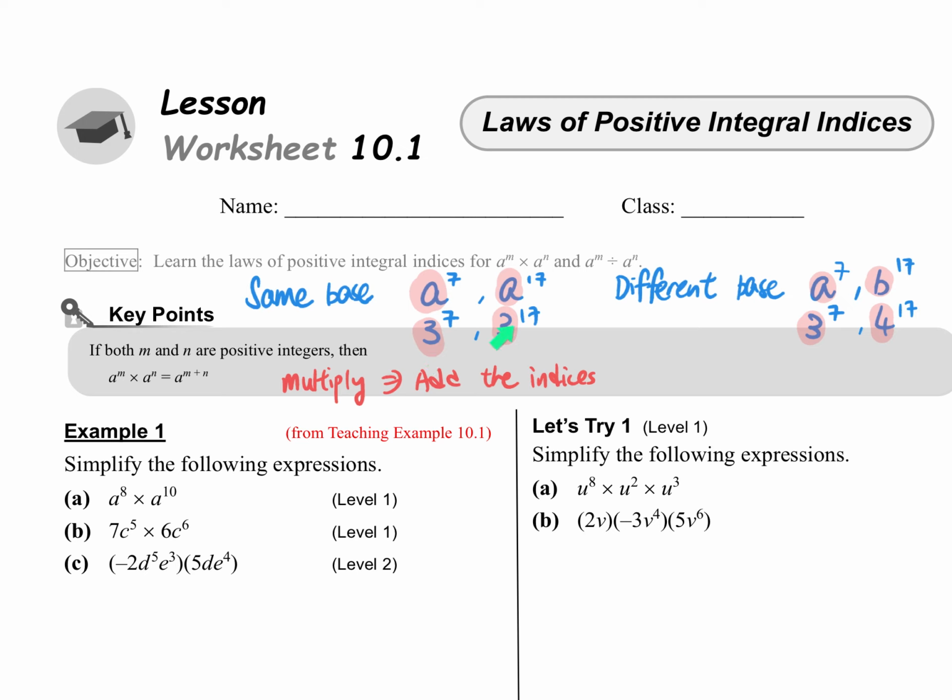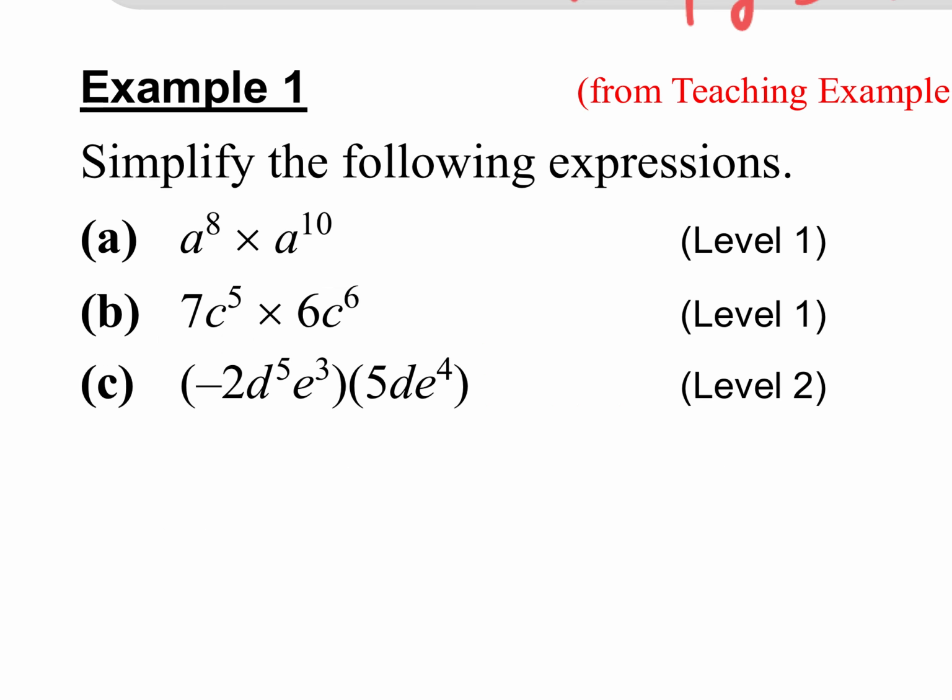And now the rule is like this. When numbers of the same base are being multiplied, we will add all the indices. This is the first rule. Example 1, Part A. First of all, the two numbers are of the same base A, and then we add the indices. Now we write the summation of the two indices, 8 plus 10. And so at the end, we will have a resulting index for A, which is 18.